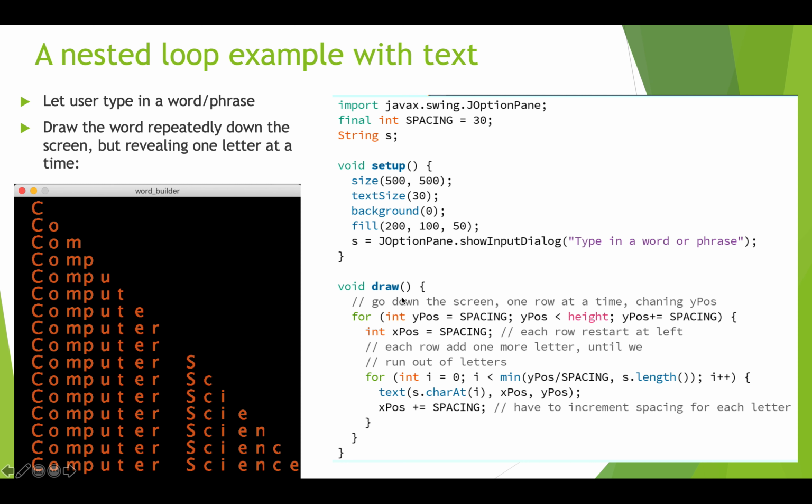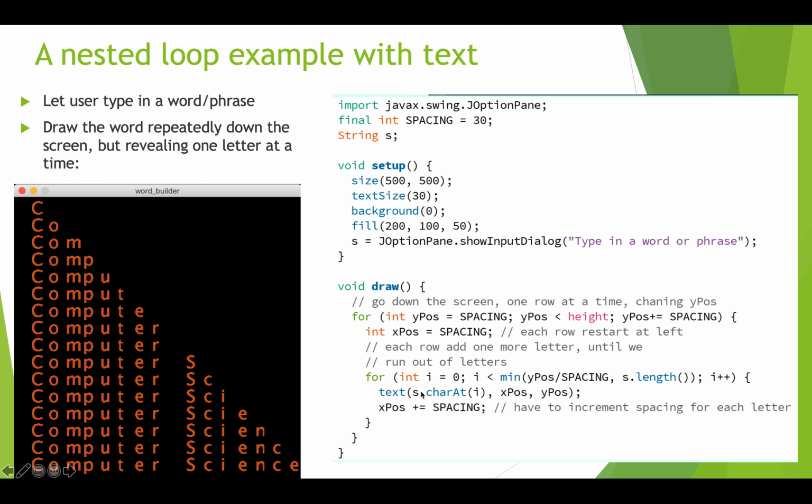And then in our draw function, we are going to have a for loop that iterates and moves across the screen using the spacing constant, which is 30. So we're just slowly moving across the screen, and with the Y position, we're moving down the screen. Then our inner for loop is iterating not by position, but across the length of the string. So we start at 0, and we're never going to go further than the length of the string.